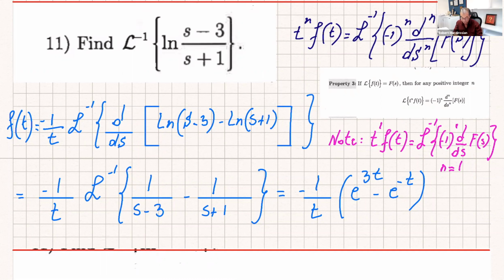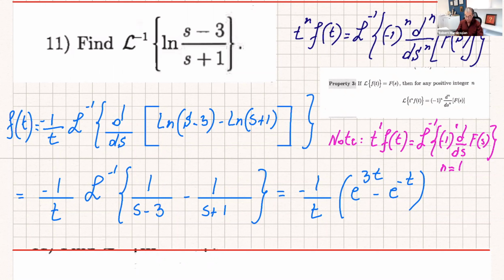The property says that if Laplace of f of t is F of s, then for any positive integer n, Laplace of t to the power of n f of t is (-1) to the power of n times the nth derivative of F of s. So if we take the inverse of both sides, we can say t to the power of n f of t is the Laplace inverse of (-1) to the power of n, the nth derivative of F of s.